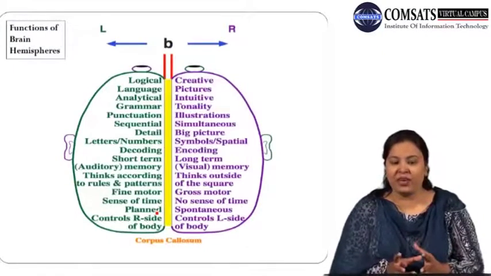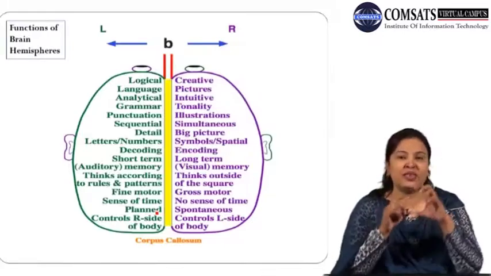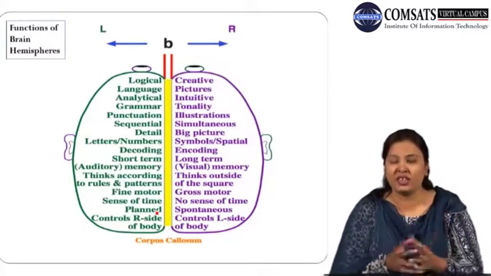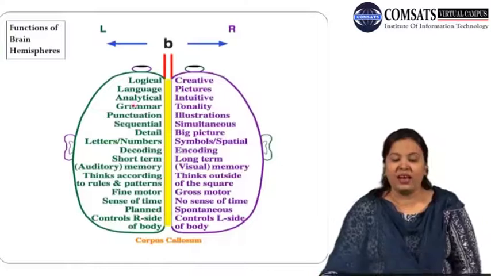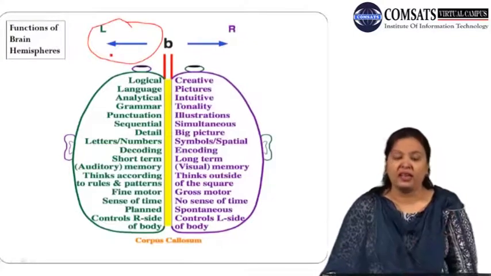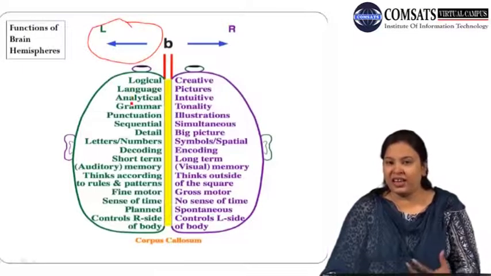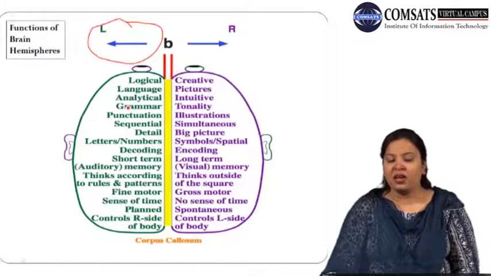Now another important figure, to make it very clear what functions the right and left hemispheres perform. If you look at the left side of this brain, this is the left hemisphere of the brain. The left hemisphere is responsible for logical reasoning, for language, for analytical reading, grammar, and punctuation.